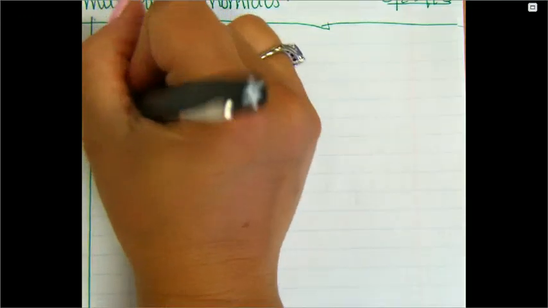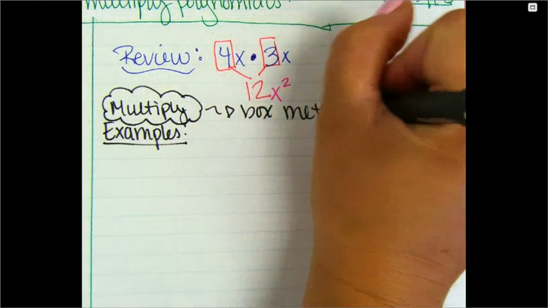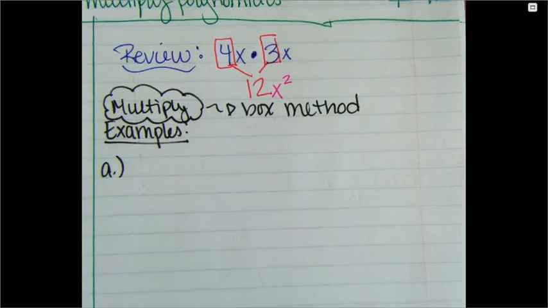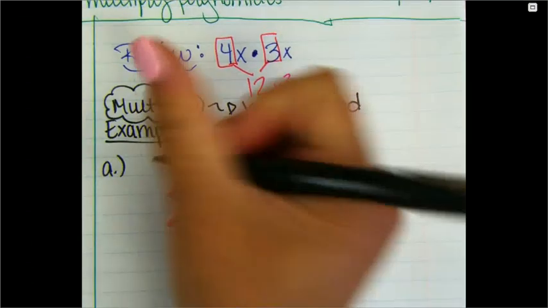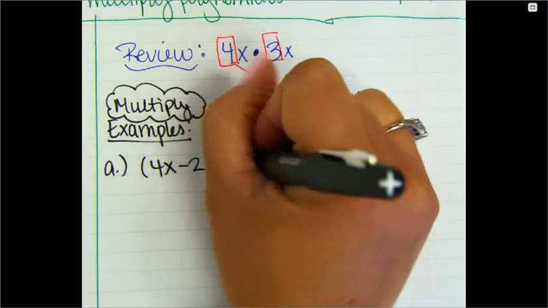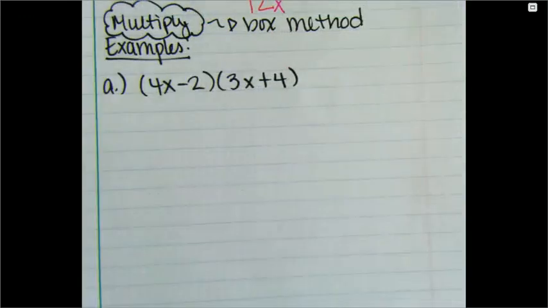We're going to multiply today. Oops, I forgot to write the word multiply. When we multiply today, you're going to use the box method. I'm going to show you what the box method is in a second. It's literally a box. Write this down, then put your pencil down. It's 4x minus 2 times 3x plus 4. You're going to put your pencil down and wait.